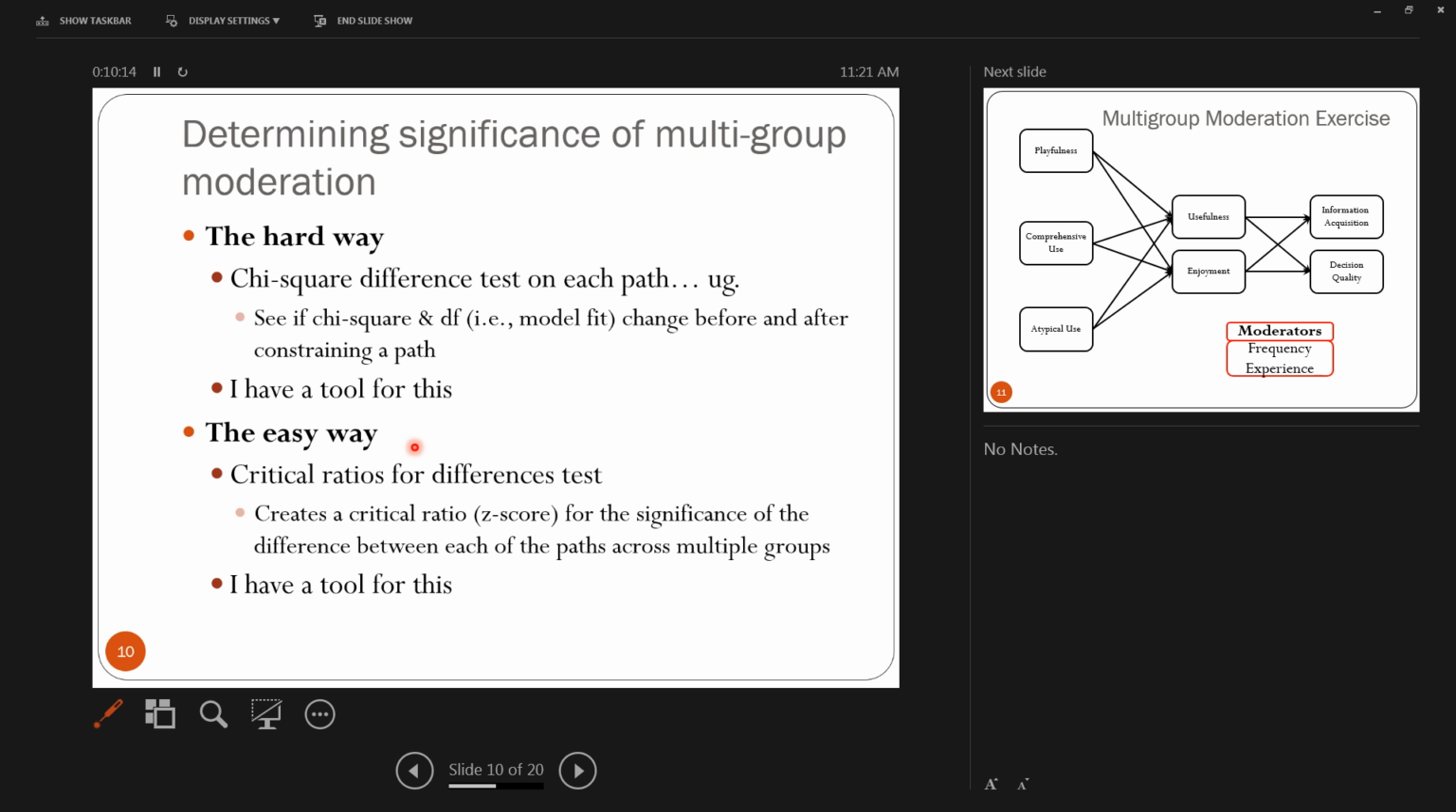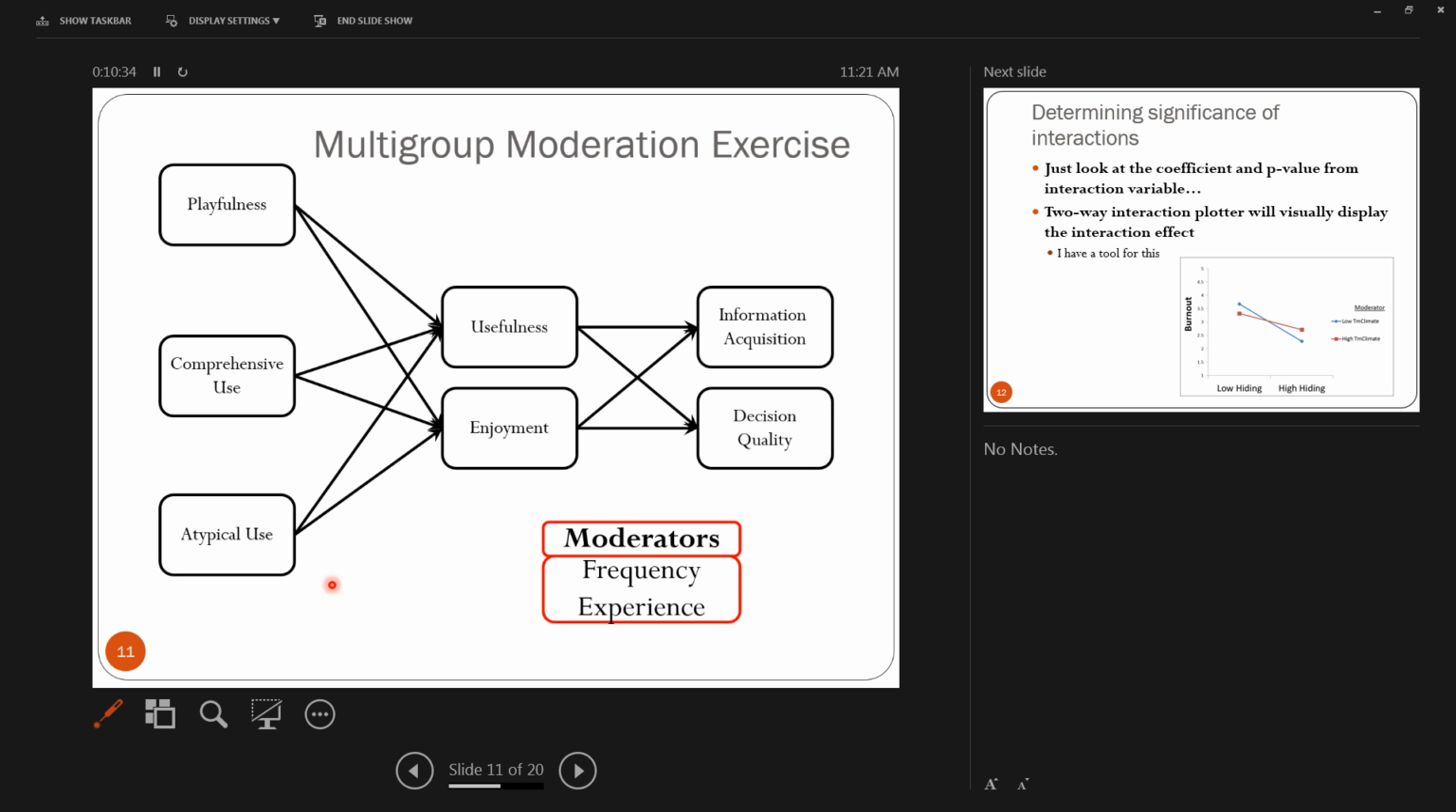The easy way is like we did the invariance test. You just do a critical ratios for differences test, which actually creates a z-score directly assessing the moderation, which seems better to me, but I've never seen a paper publish that, so we need to do that. So we're going to do it that way. I have a video for that too, though, so we're good. Okay, let's go test it.